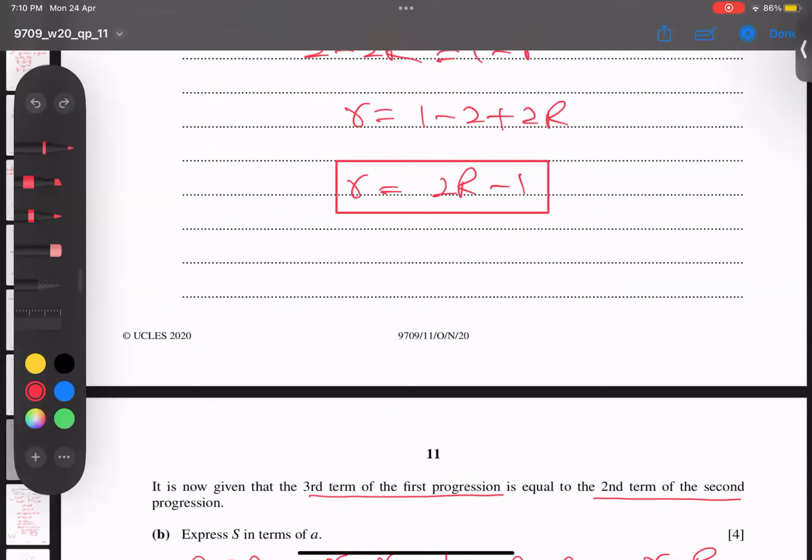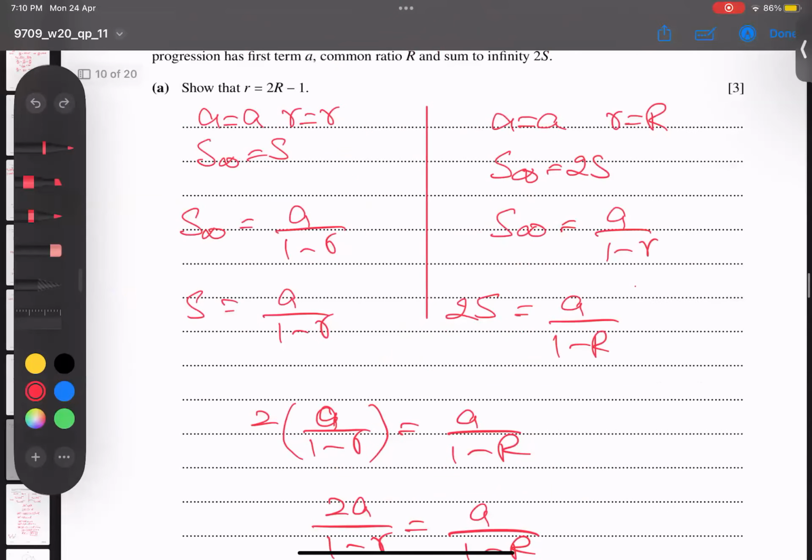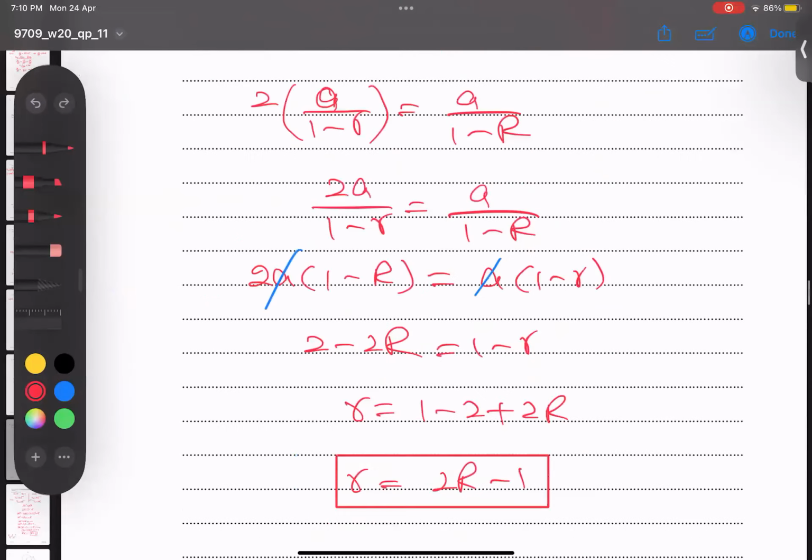So let's talk about the other one. I think the first one is better. Okay, I can use any one. So S equals a over 1 minus r.